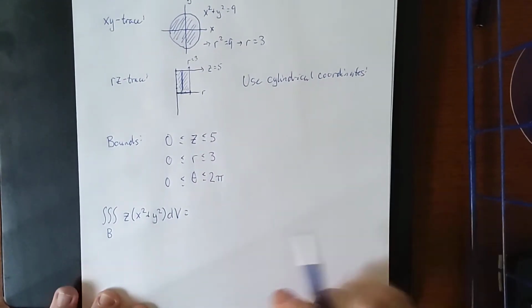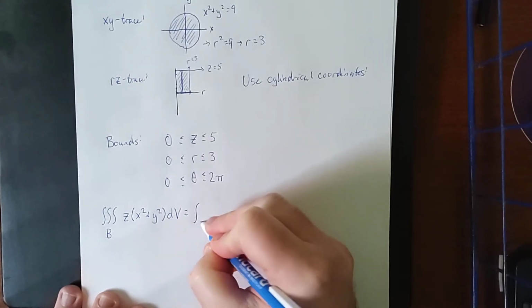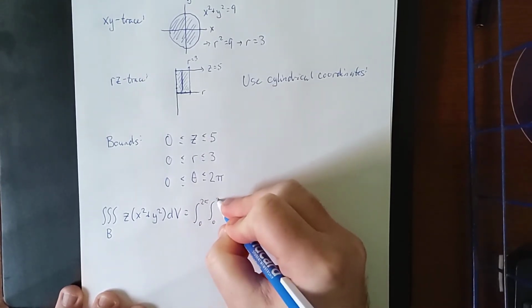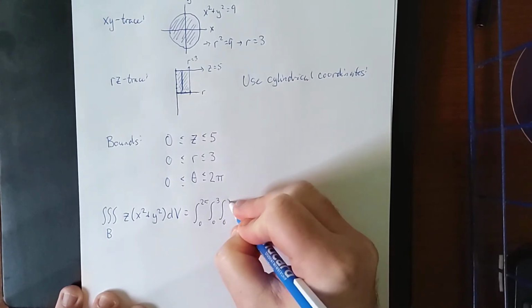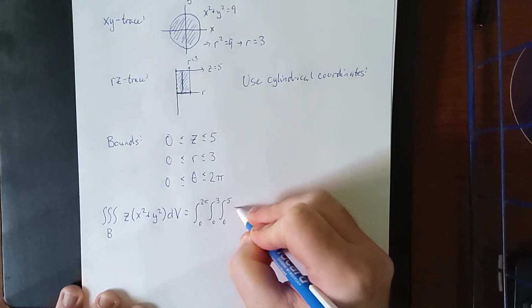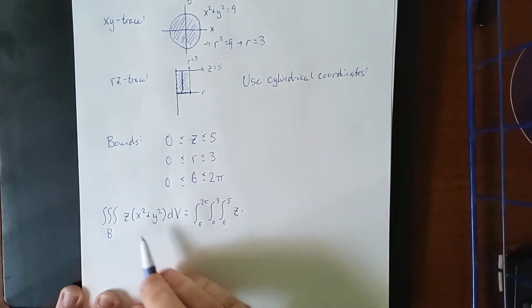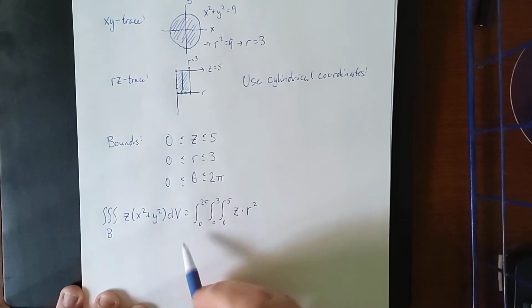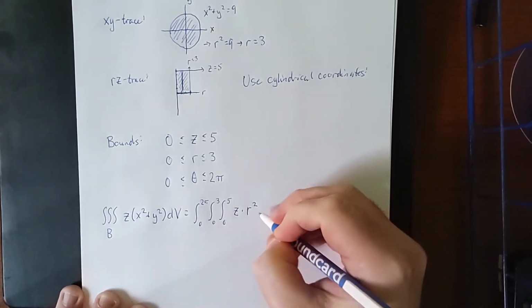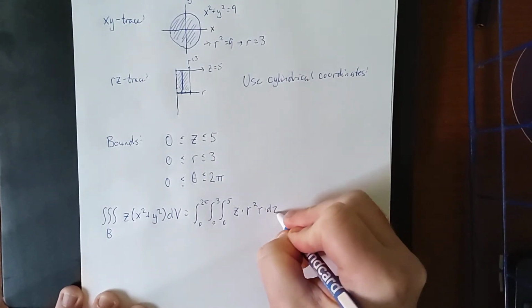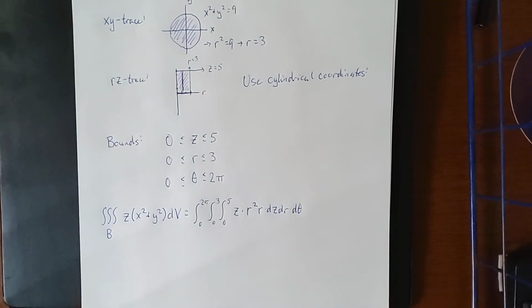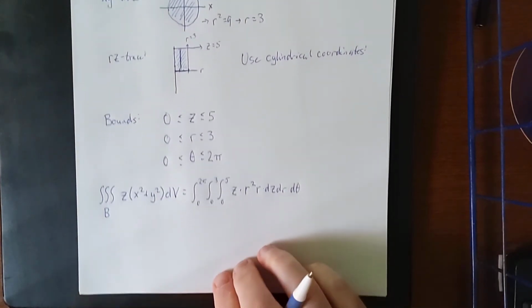So our bounds will go from 0 to 2 pi for theta, 0 to 3 for r, 0 to 5 for z. z stays as z. x squared plus y squared gets converted into polar coordinates. That'll be r squared. And for dV in cylindrical coordinates, that would be r dz dr d theta. So that is our conversion into cylindrical coordinates.